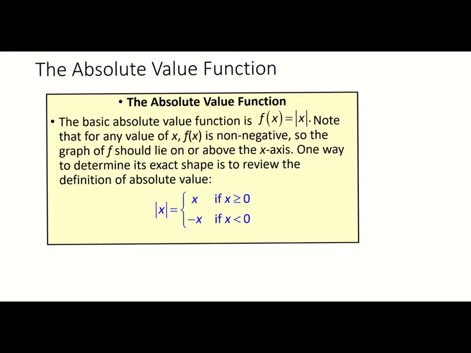Okay, so now the next type of function we're going to look at is the absolute value function. The absolute value function is f of x equals the absolute value of x, and it works for any value of x. F of x is non-negative, which means y can't be negative, because if you're taking the absolute value of something, it's always going to be positive. You have no negative distances. So the graph should lie on or above the x-axis.